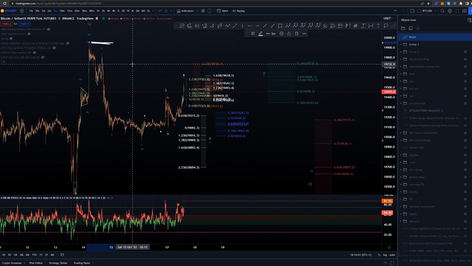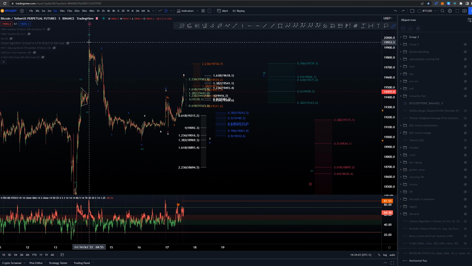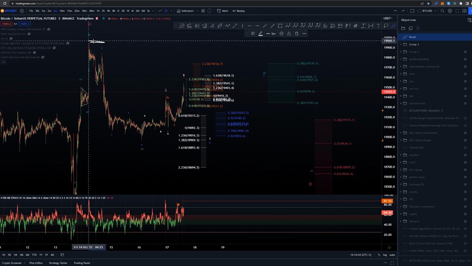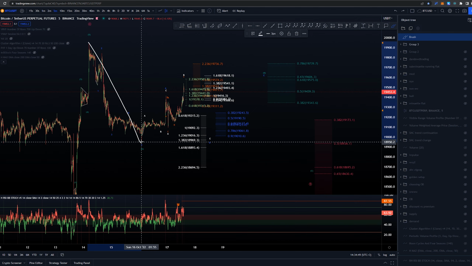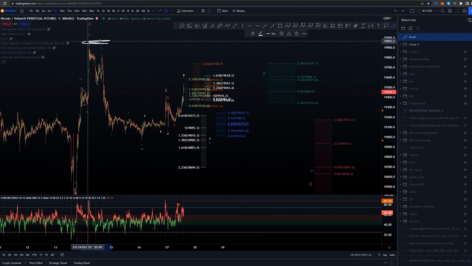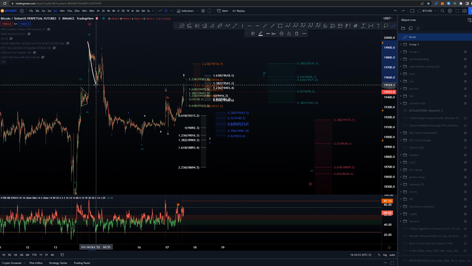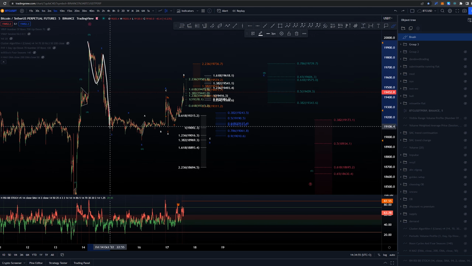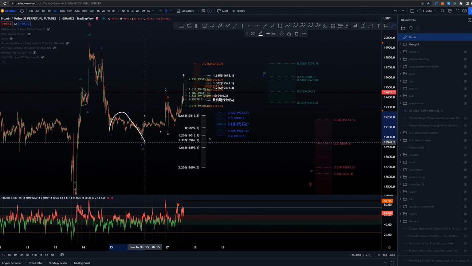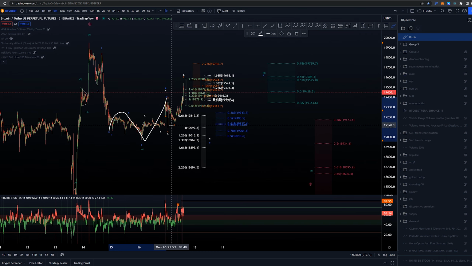Invalidation for this whole idea of this being a 5-wave structure would be at these highs, because again, we can't have a zigzag going beyond the starting structure. At that point, I think we have to look into the possibility of this being a 3-wave structure here, and then this being some kind of WXY or something.